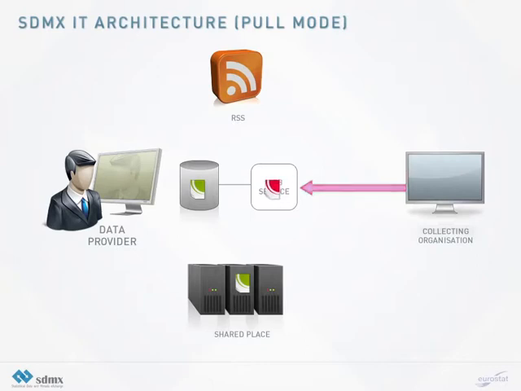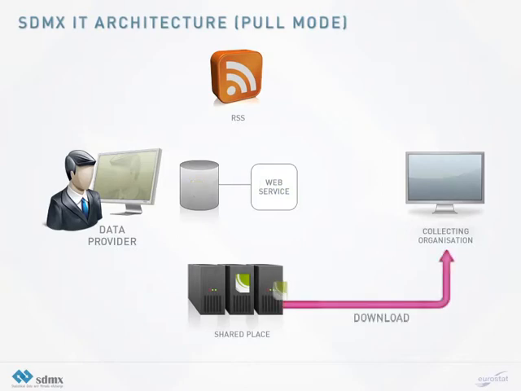Then, the collecting organization may choose between two different ways to collect the statistical data. First choice, the collecting organization sends an SDMX query message to the web service. The latter fetches the data from the database and dynamically constructs the SDMX ML file, which is then returned to the collecting organization. Second choice, the collecting organization downloads the SDMX ML file directly from the shared place via the URL if it resides in the RSS feed.